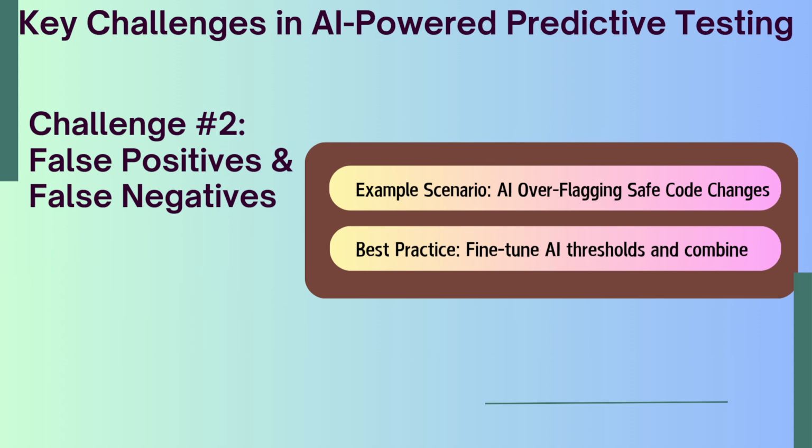Next challenge is false positives and false negatives. AI may flag changes as high risk when they are actually safe, a false positive, or miss actual issues, a false negative. For example, an AI driven test prioritization tool marked every change in a legacy ERP system as high risk, forcing testers to spend unnecessary time running redundant tests. Developers soon started ignoring AI's warnings, reducing its effectiveness. So, best practice for this: fine tune AI thresholds and combine AI predictions with human judgment to ensure smarter decision making.